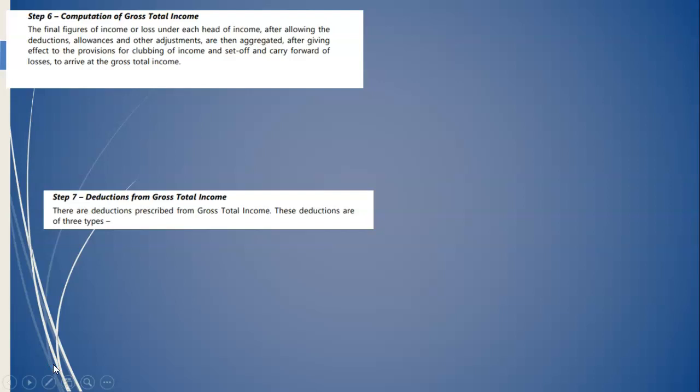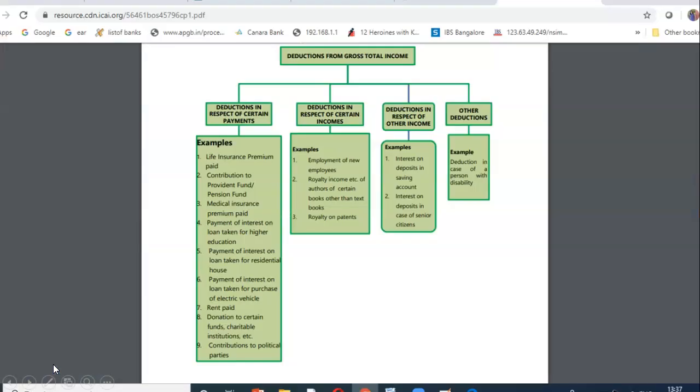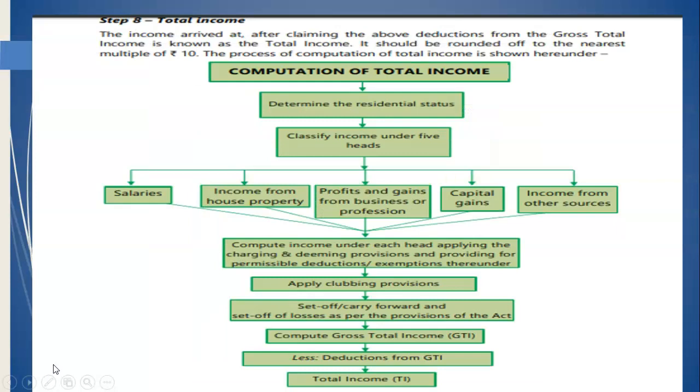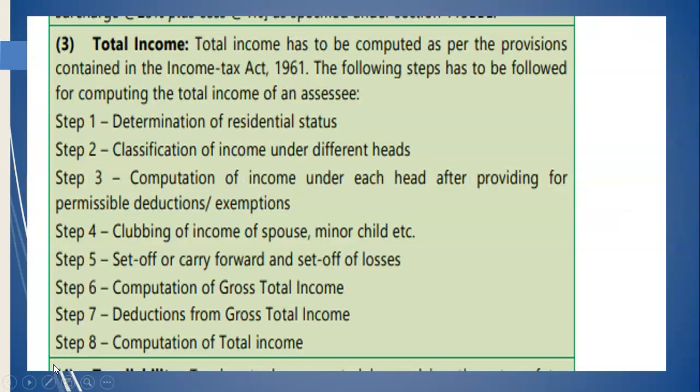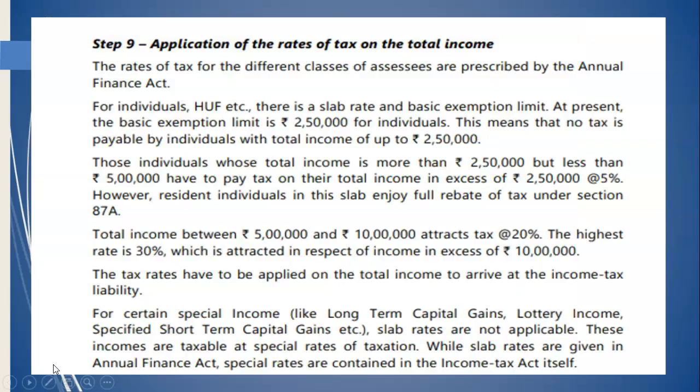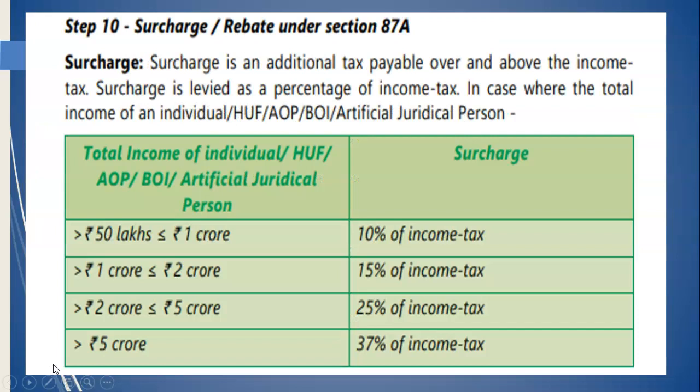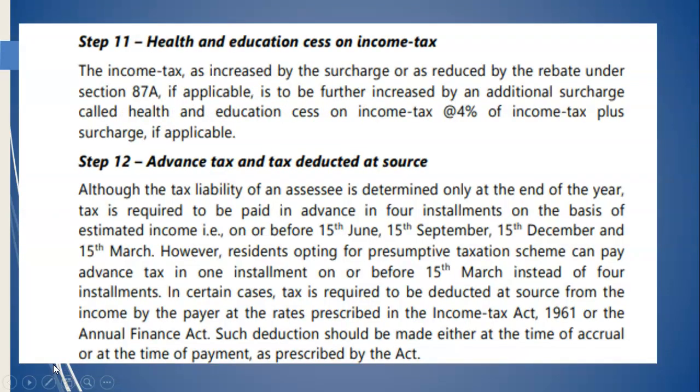Step 6 is with respect to computation of gross total income. Step 7 is where we calculate the deductions from the gross total income. Step 8 is where we analyze our total income. So, total income is the income on which the income tax is calculated. Step 9 is the application of rates of taxes. Step 10 is to calculate surcharge or rebate as applicable.